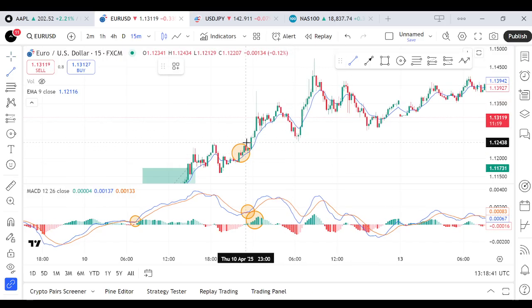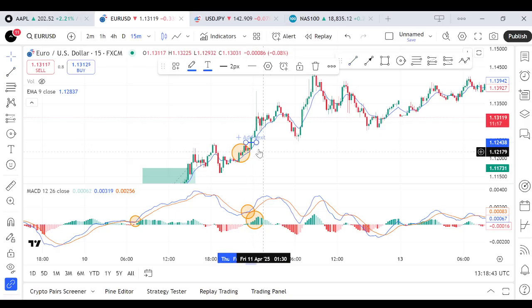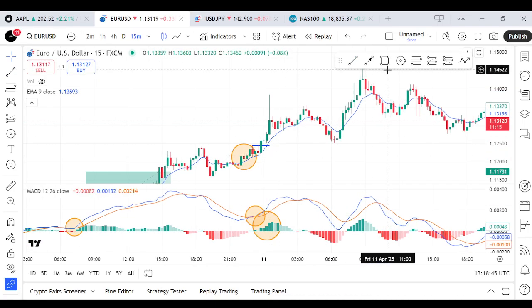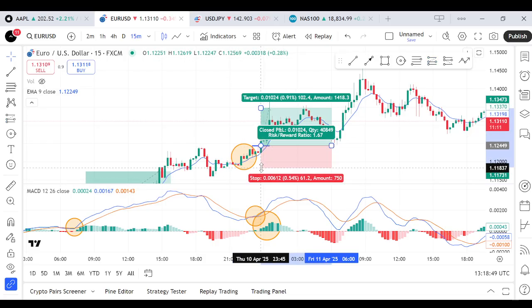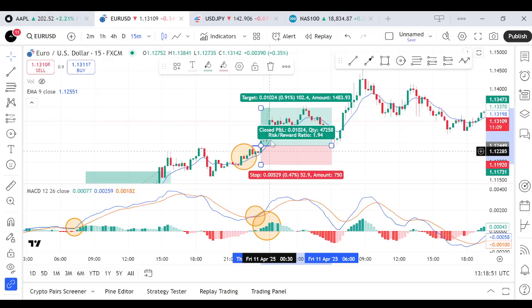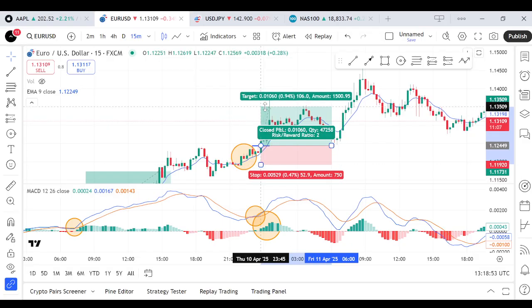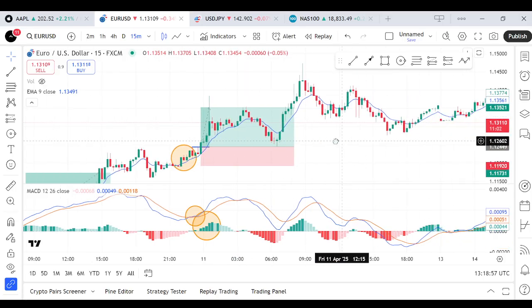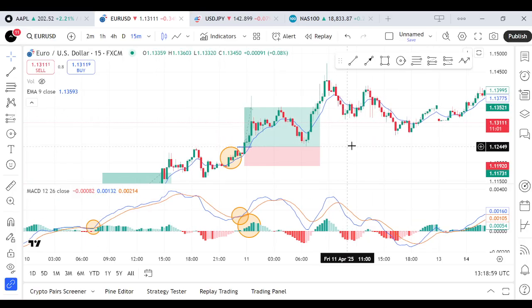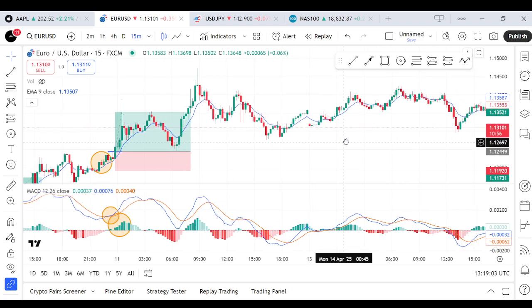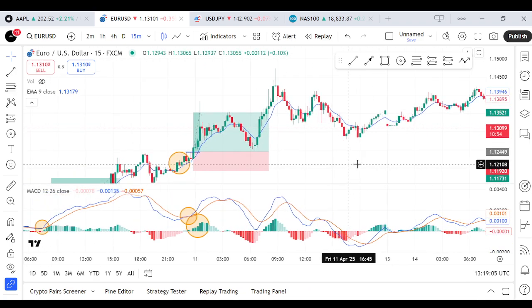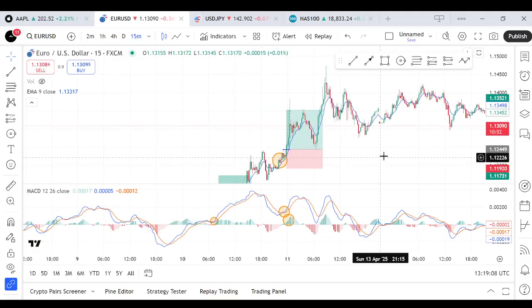We have the pullbacks and a minor market structure shift, break of structure to the upside. So we really need to take our entries here. Our stop loss is below the moving average, and take profit at 1:2 or 1:3 for this trade. And that's it, out that same day. This is day trading we are talking about, remember. This is the MACD day trading, and this is how I usually day trade using the MACD.